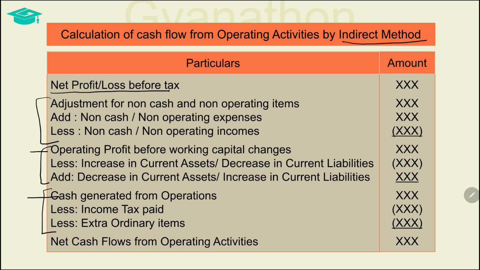Once the income tax paid is deducted from the same, we arrive at the cash flow before the extraordinary items. We have to eliminate the effect of the extraordinary items by either deducting the extraordinary incomes or adding back the extraordinary expenses. This gives us the cash flow from operating activities under the indirect method.